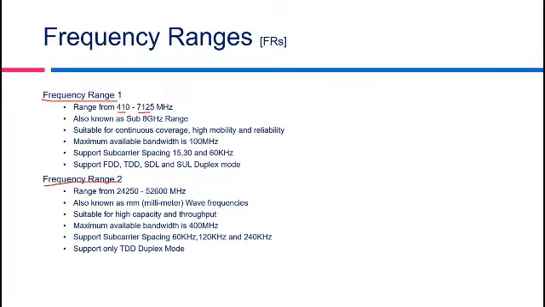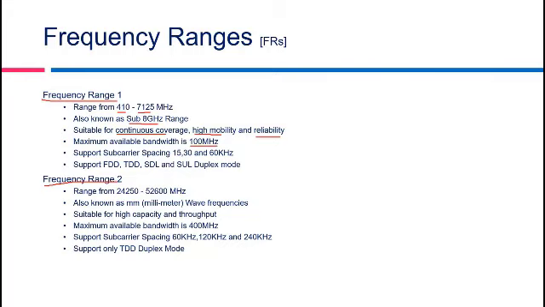This is also known as the sub 8 GHz range, and it is suitable for continuous coverage, high mobility and reliability, because these are the lower frequencies, which have lesser attenuation and path loss. The maximum available bandwidth within FR1 is 100 MHz.